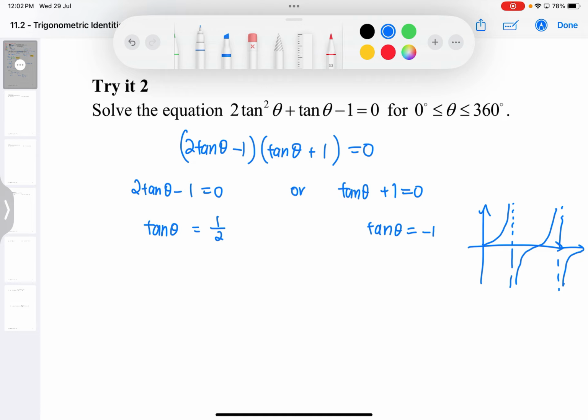So from 0 to 360, first quadrant, second quadrant, third quadrant, fourth quadrant. Tangent theta at negative 1 is somewhere here. Guess how many values we have? 2, right? You can see 2 values, so you can still use the basic angle here. Both can use the basic angle, no need to worry. Find basic angle alpha equals tangent inverse half. Because now I have 2 alphas, I'm going to call them alpha 1 and alpha 2.